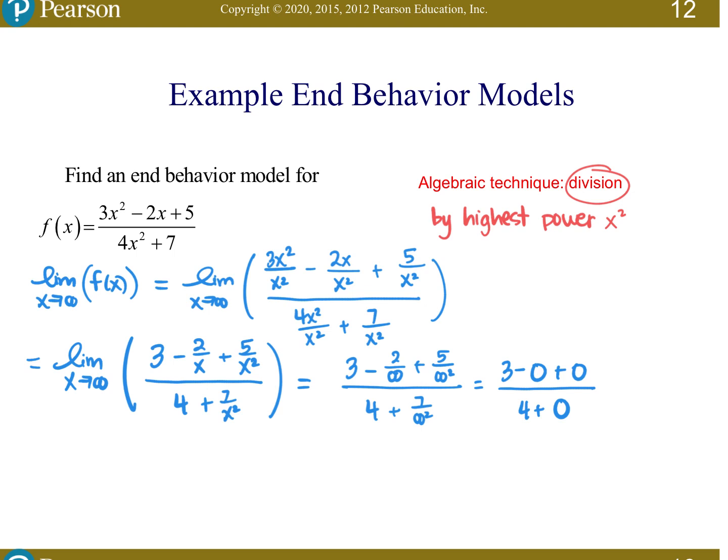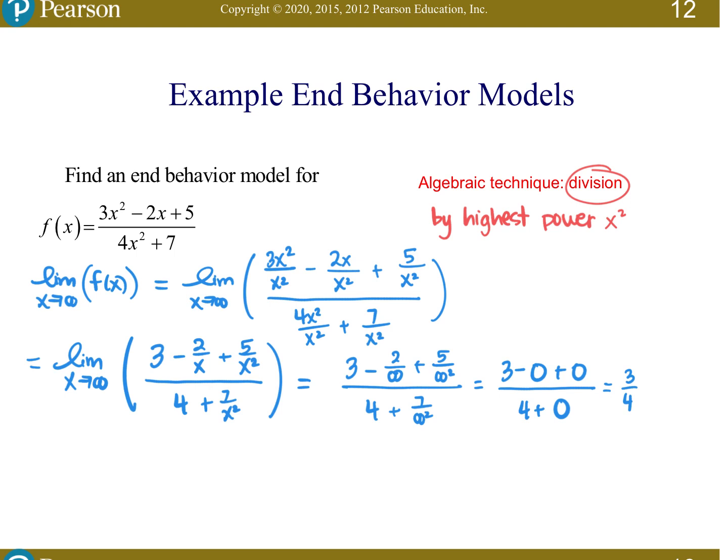Now you don't have to worry about whether the zeros are pluses or minuses, because we're not being asked if we're coming from the top side of the value or the bottom side of the value. We simply are just asked for the end behavior model. So the end behavior model is 3/4. What that means is that this function out at the right end has a ceiling of 3/4. It will never go beyond 3/4 as its value. That is the end behavior model.